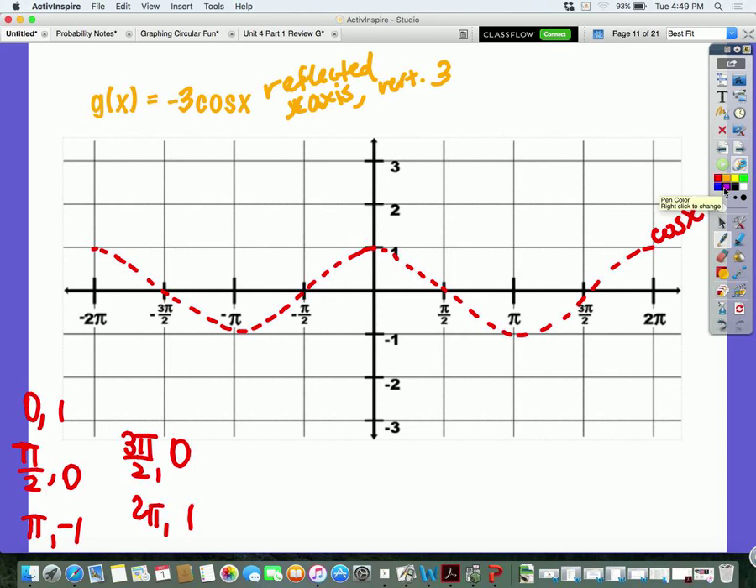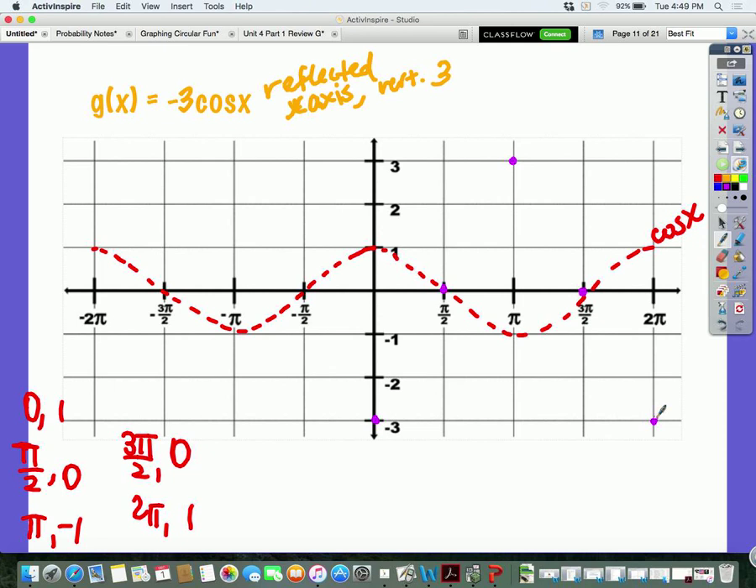So all these are going to get multiplied by -3. So 0, 1 turns into 0, -3. 0 stays where it is because 0 times -3 is 0. This -1 turns into a +3. This one still stays at 0. And this +1 turns into -3.